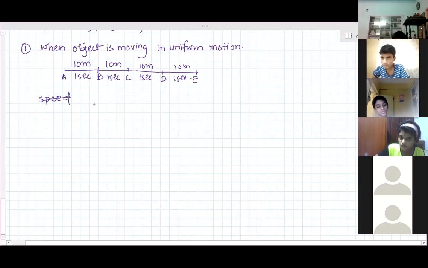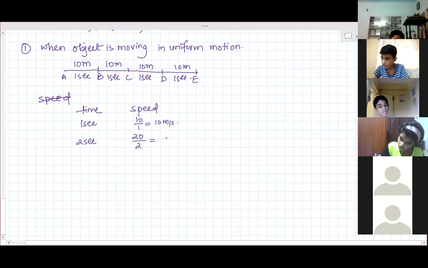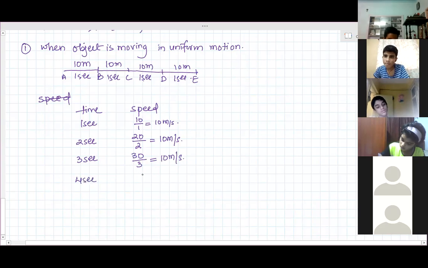So speed versus time. Time value and speed value. In 1 second, speed will be 10 by 1, that is 10 meter per second. In 2 seconds, distance covered is 20, time is 2 seconds, so that is again 10 meter per second. Next 3 seconds: total distance covered is 10 plus 10 plus 10, 30 by 3, again 10 meter per second. Next in 4 seconds, 40 meters in 4 seconds, so 10 meter per second.